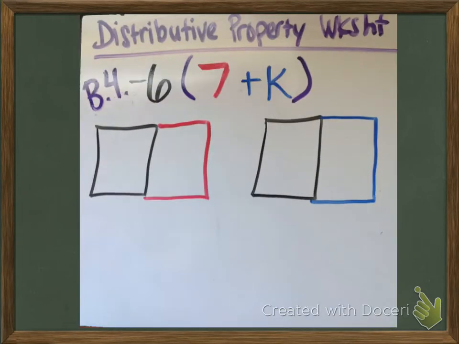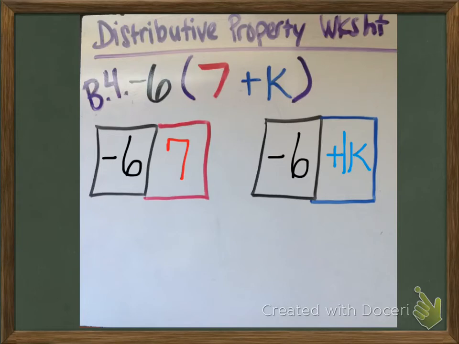Check out B4. A negative 6 times the quantity of 7 plus k. What do you think the answer is? Start out with your negative 6 in each of the black boxes. Bring down your first number, which is 7, and bring down your next one, which is a positive k. Remember, it's really a positive 1k.